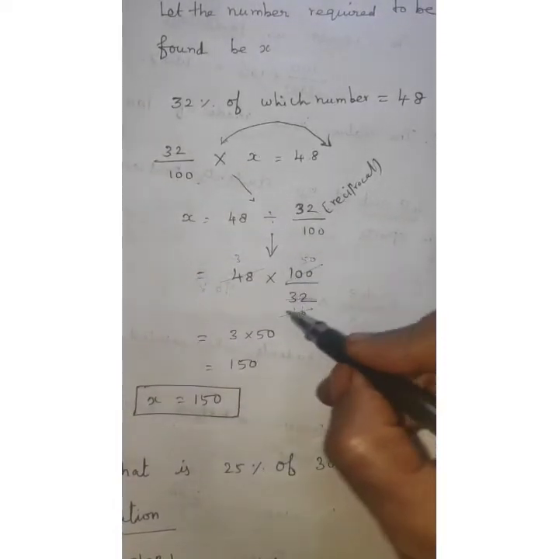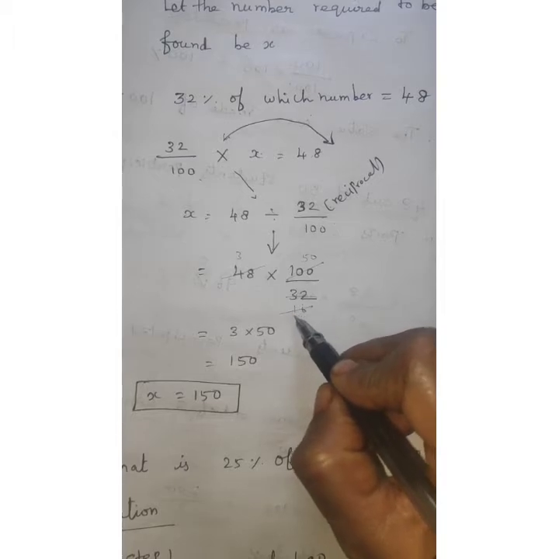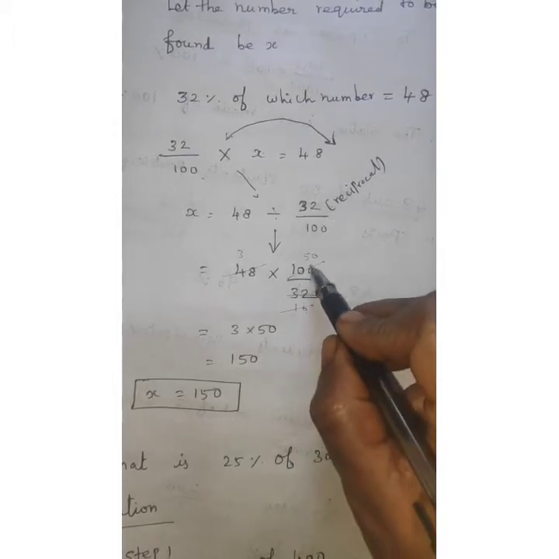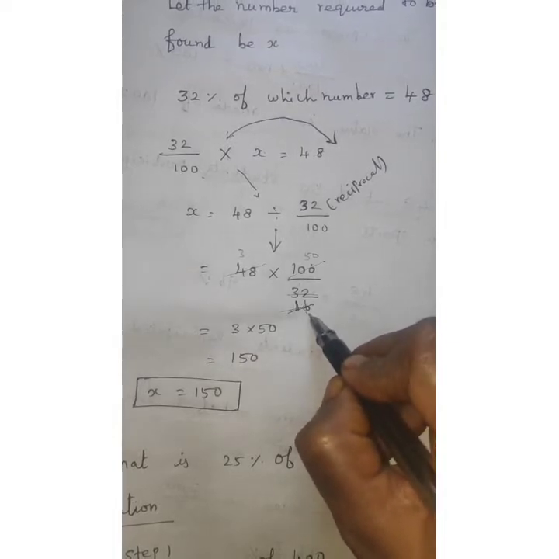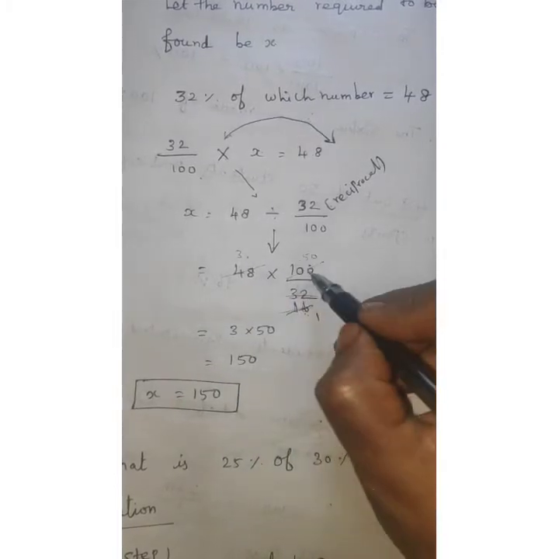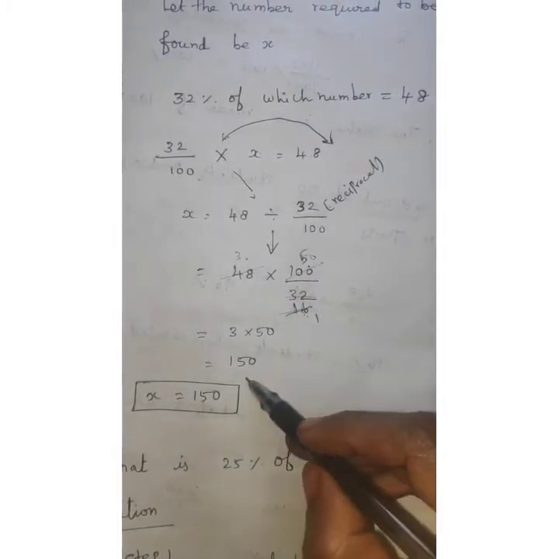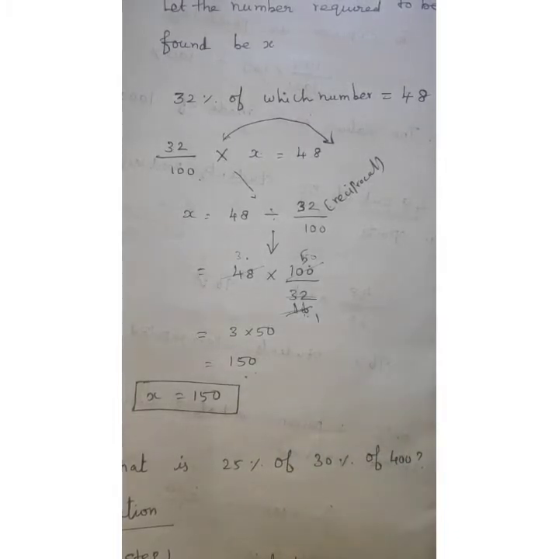Cancel out the numbers. First use the 2 table. 1 2 is 2, remaining 16. 2 8s are 16, here 50. 1 16 here, 1 16 is 16. 3 16s are 48. So 3 into 50 equal to 150. Now x value is equal to 150.